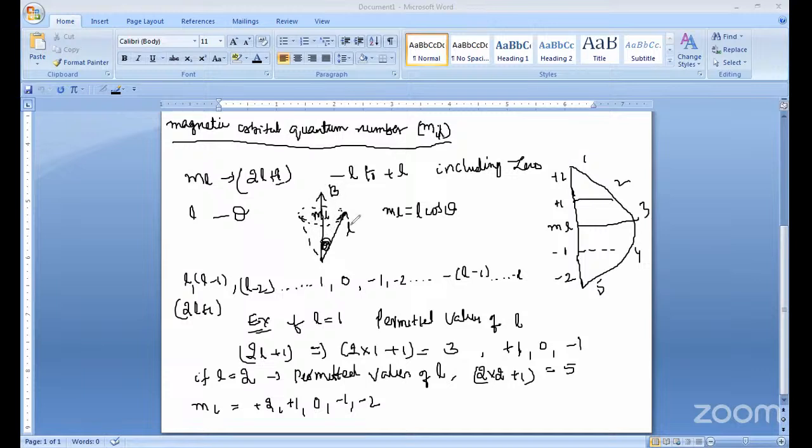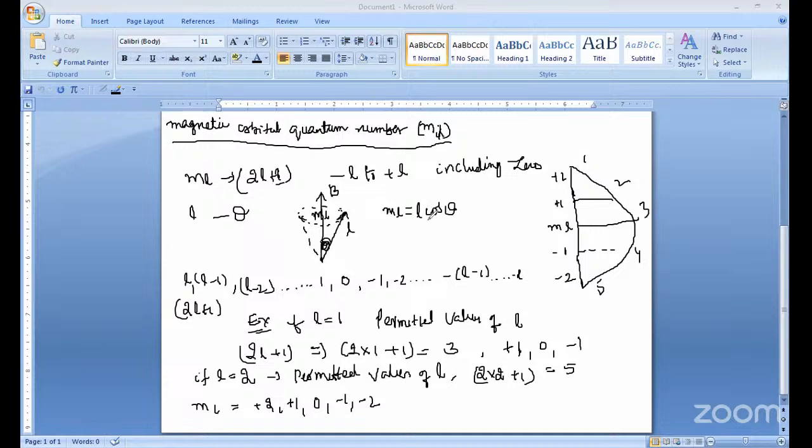That means when we take this atom, which consists of an electron, into a magnetic field, we have the magnetic orbital quantum number associated with it. ML can take 2L plus 1 values, starting from minus L to plus L, including 0. And the direction of the vector L is inclined with the field. This is the field direction, and with the field direction it is inclined at a certain angle theta. So this is given by ML equals L cos theta. ML has to be an integer, and cos theta never exceeds unity.